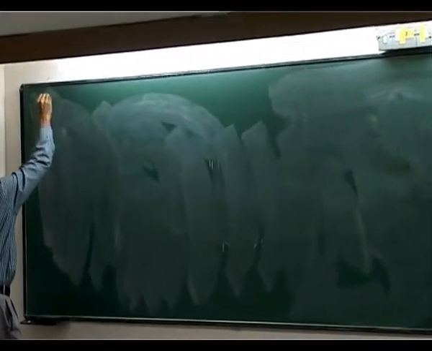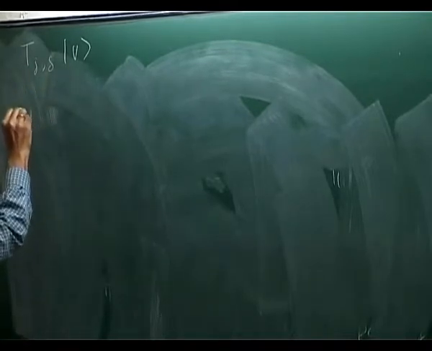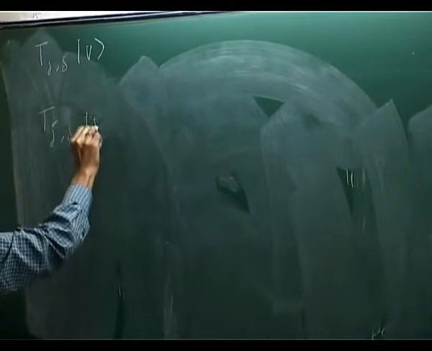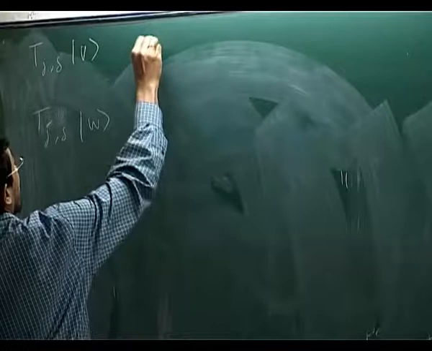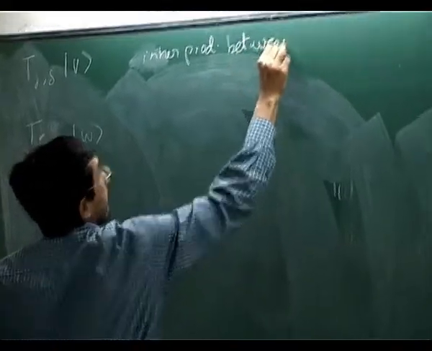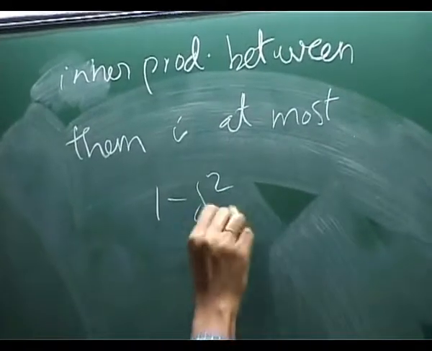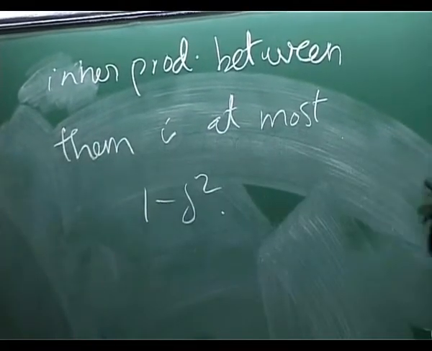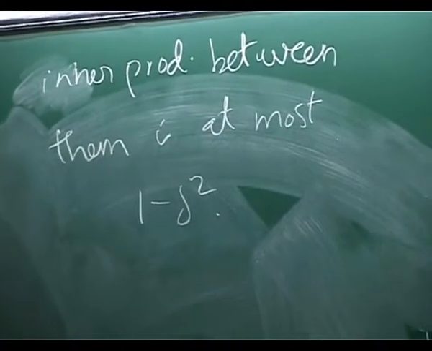So let us say I look at the tilt of vector V along the jth direction, and I take Tj prime delta of some other vector, maybe W. I want to say that the angle between them can never be too close. If I look at that, the inner product between them is at most 1 minus delta square. This you can check. In fact, the closest the two vectors can come to each other is when W is equal to V, but now they are tilted in different directions, j and j prime.